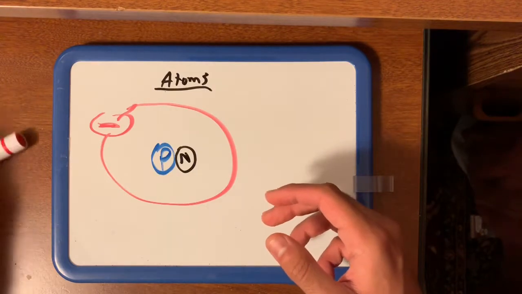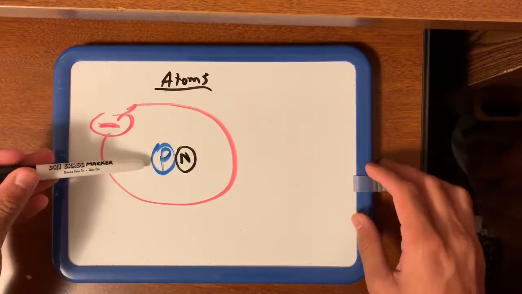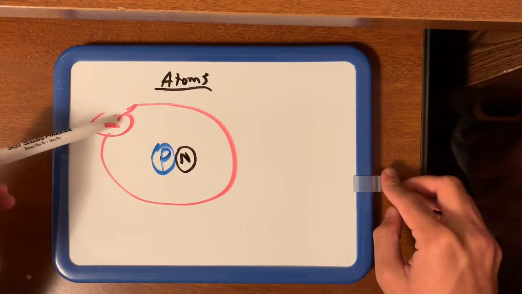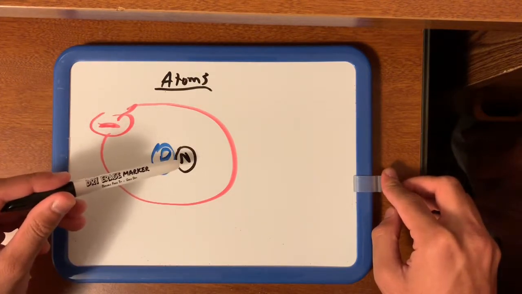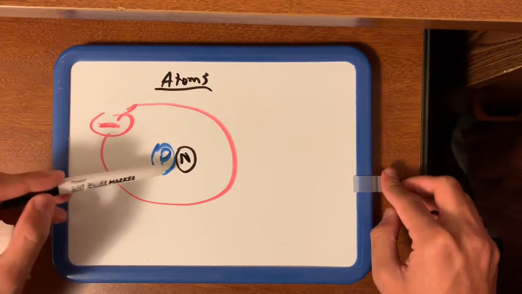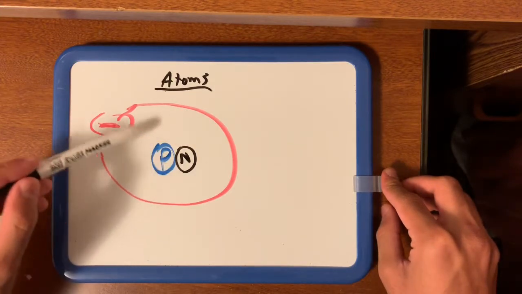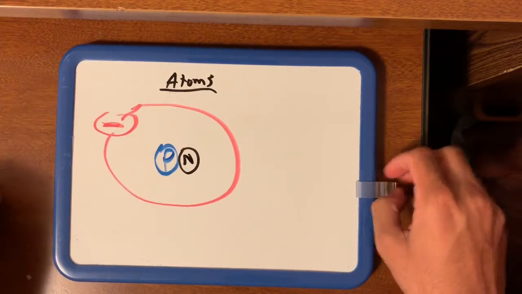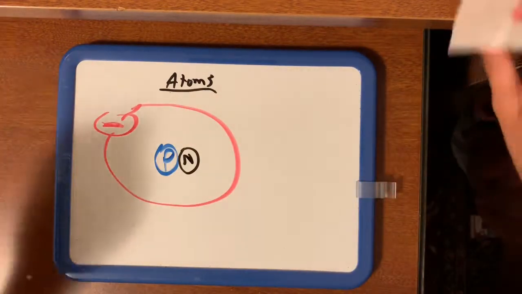So a proton has a positive charge, an electron has a negative charge, and a neutron has no charge, okay? So the protons and neutrons are collected in the middle, while the electrons are just going around and around outside of the nucleus, okay?